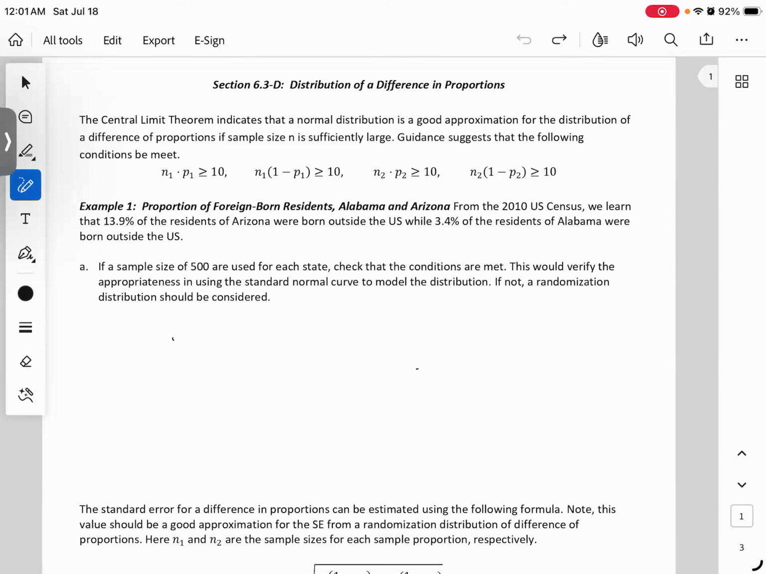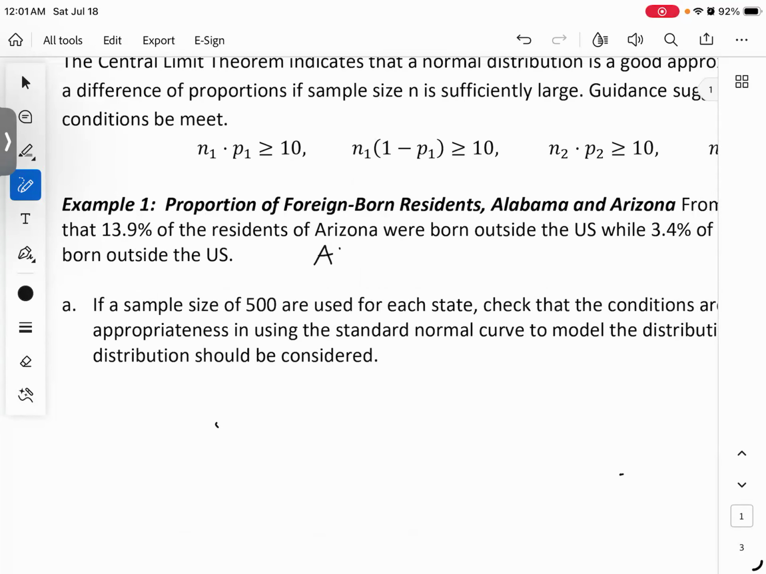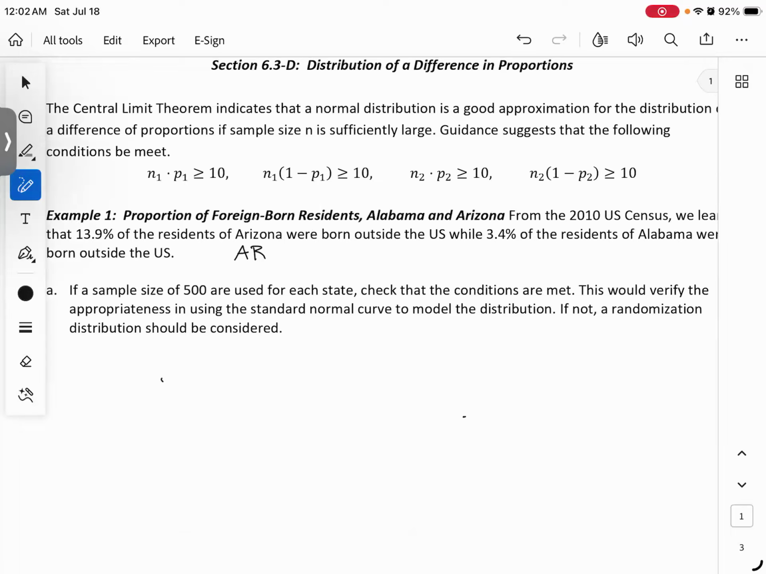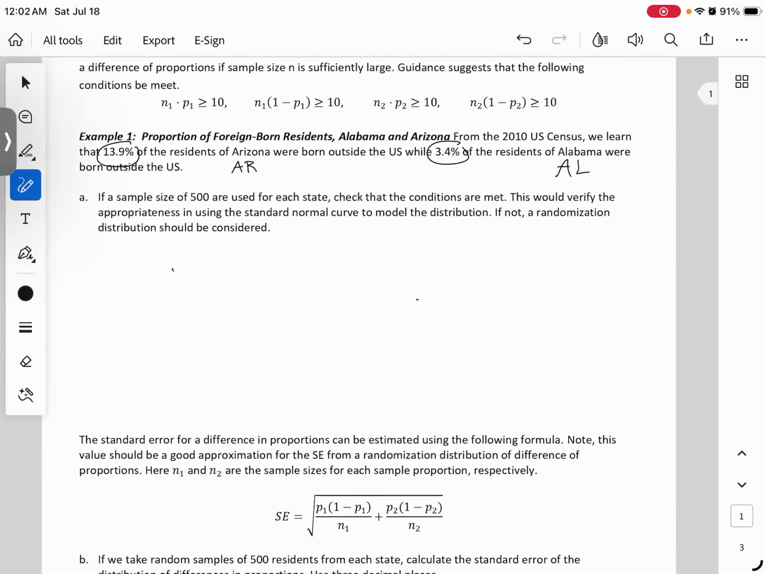Now, when I say that there's going to be two different groups, it could be like in this situation, where we've got Arizona and we've also got Alabama. The study was checking the proportion of residents living in both of these states who were born outside the US. From a census, you can see that they got 13.9% for Arizona and 3.4% for Alabama.